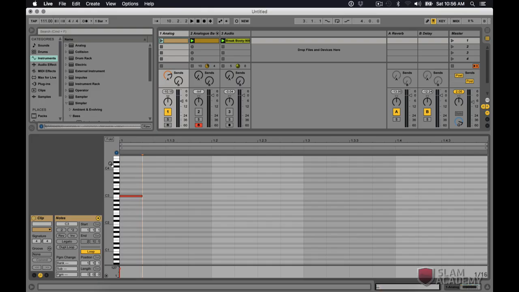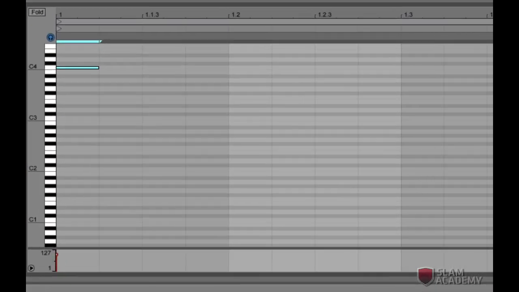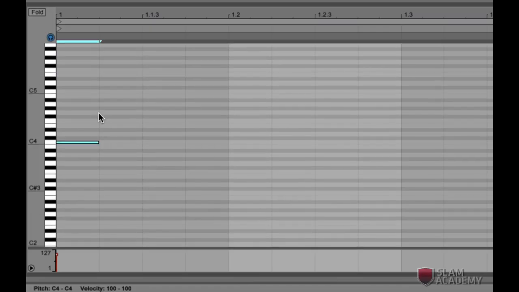So when I say middle C, what I'm talking about is C4. This is of some debate by manufacturers. Some manufacturers call middle C C3, and some call C4. But in the music world, the standard is C4.